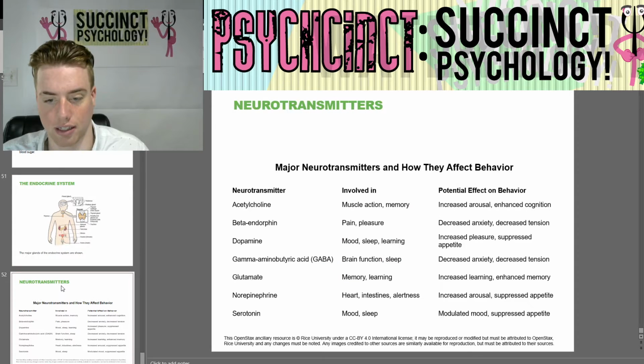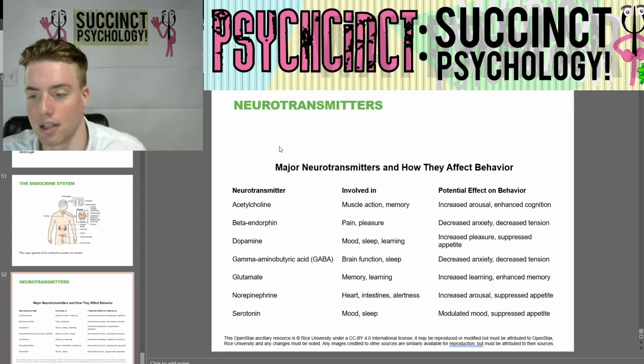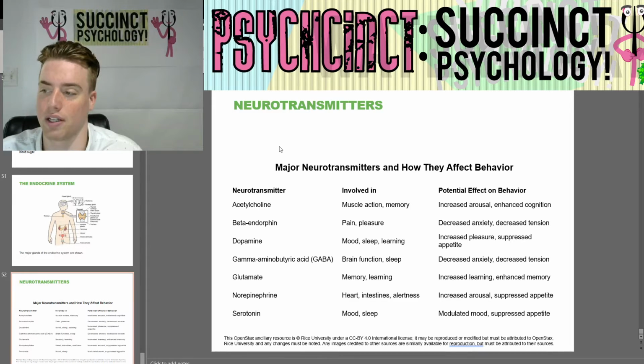And finally, we're going to just have a little reminder of the major neurotransmitters and how they affect behavior. So going down the list, we have acetylcholine, which is involved in muscle action and memory. A potential effect on behavior is that it can lead to increased arousal and enhanced cognition. Beta-endorphin is involved in pain and pleasure, and it can affect behavior by decreasing anxiety and decreasing tension. Dopamine, mood, sleep, and learning, and the potential effect is increased pleasure and suppressed appetite.